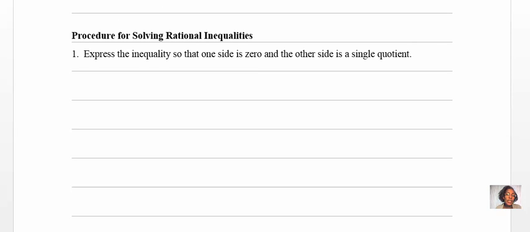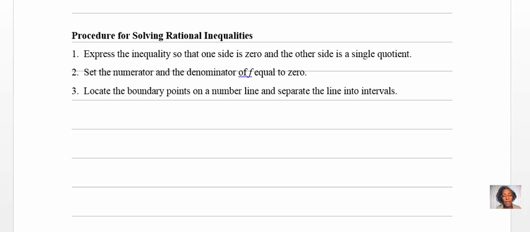So our first step is to express the inequality so that one side is 0. Most people do best if the right side is 0, and the other side is a single quotient. When we say side, we mean the right side of the inequality symbol has a 0 on it, and the left side of the inequality symbol is a single quotient. Our next step is to set the numerator and the denominator of the rational function equal to 0.